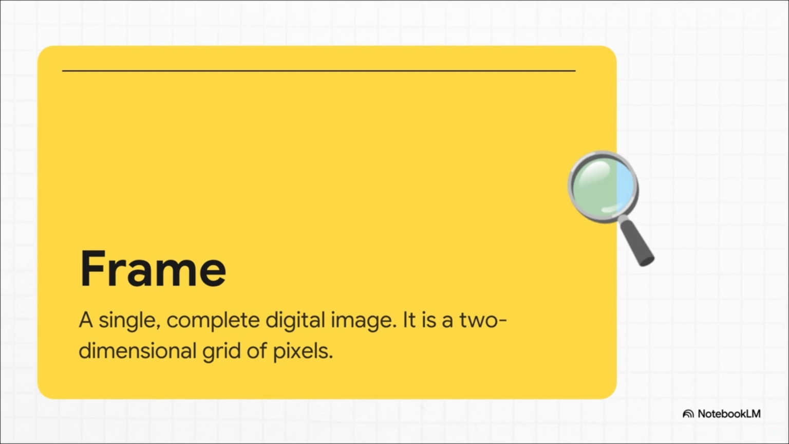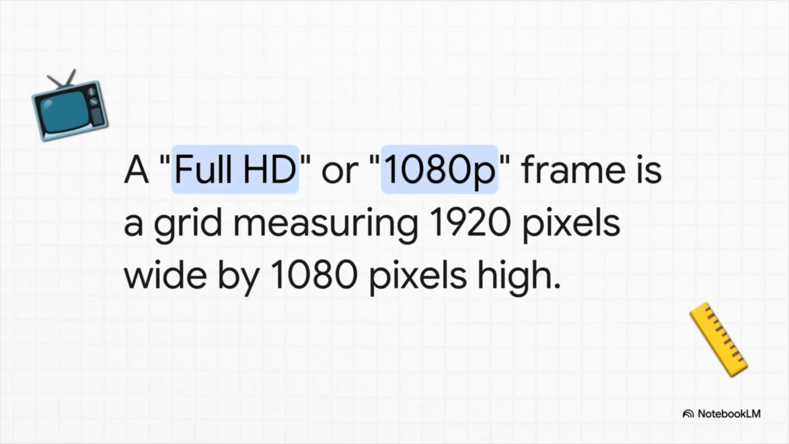Okay, so let's zoom out a little. If a pixel is a single tile, then a frame is the entire finished mosaic. It's one single, still image, a complete grid made up of all those millions of individual pixels, each one holding its own specific color information. I'm sure we've all heard the term 1080p or Full HD, right? Well, all that's really describing is the size of this grid. It just means the frame is 1920 pixels across and 1080 pixels down.